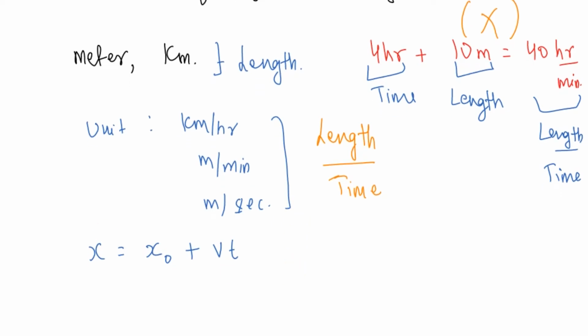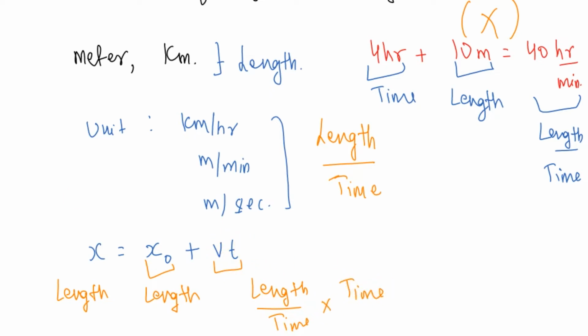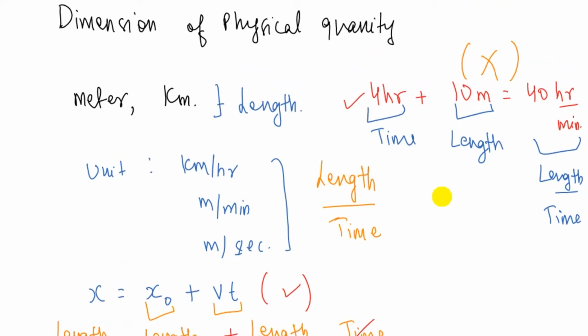The dimension of this x, which is distance here, will be length. The dimension for this x naught also shows a distance, so that is also length. And the dimension for this velocity will be length divided by time, multiplied with this t, which is time. So this will cancel out, and here we see that length equals length plus length. So this equation makes sense, and the earlier one doesn't make any sense. So I hope you are clear with the dimension of the physical quantity.